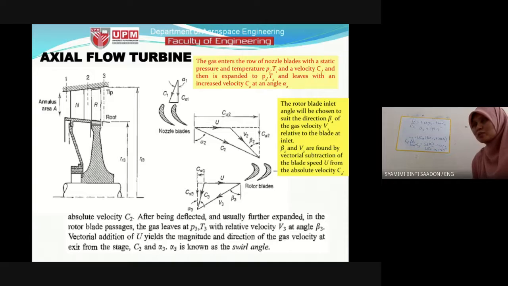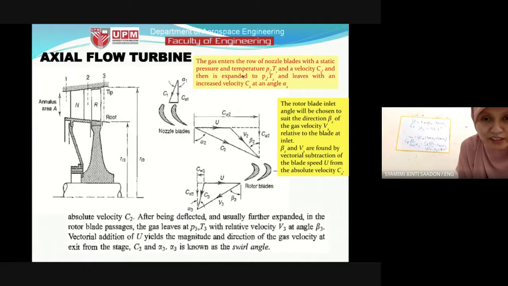So basically, the most important part is that we first try to sketch. This is in the lecture slide, the axial flow turbine velocity triangle. Once we get the problem, we try to sketch the velocity triangle so that we understand the position of the velocities C, U, W, and the angles alpha, beta. From there, we can use the tangent, cosine, etc. to calculate all those angles.